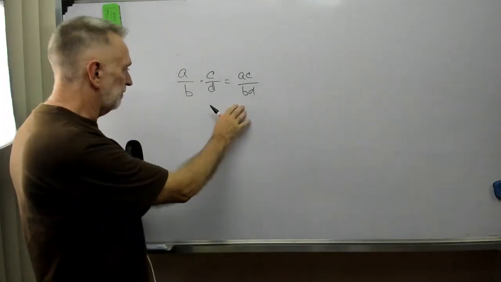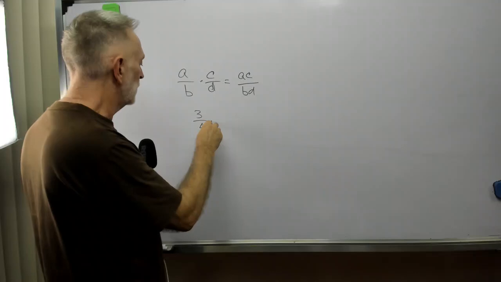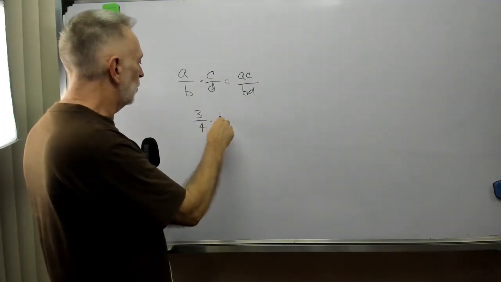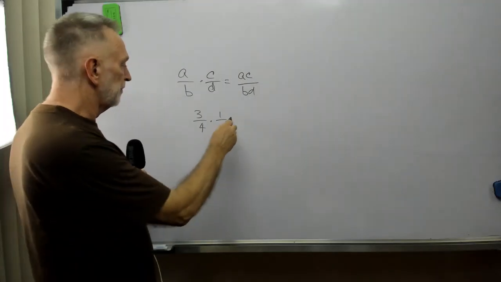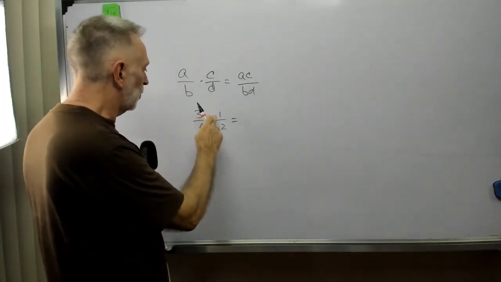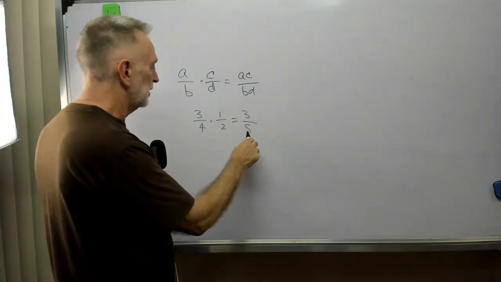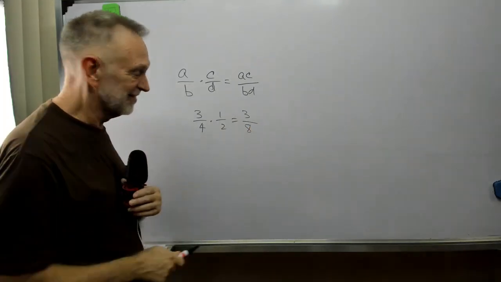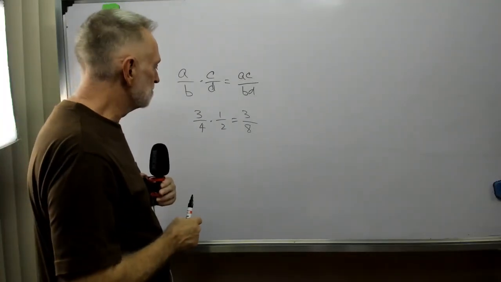Now, having said that, what if my fractions were 3 over 4 times 1 over 2? 3/4 times 1/2. 3 times 1 is 3. 4 times 2 is 8. Okay? All right, so 3 over 8.